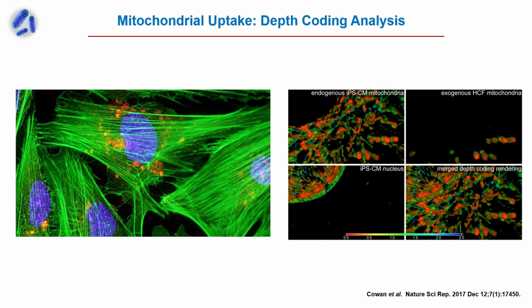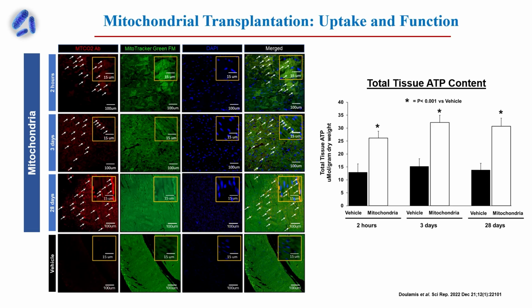And if you look at the cells in 3D, you can see here's the nucleus, here's the mitochondria, all located around the nucleus in a very close area. This is just to give you the depth of analysis. Once you put them in, we find them at an early time period. Here they are at 2 hours. You can see them at 3 days and at 28 days. I will show you data to 28 days.